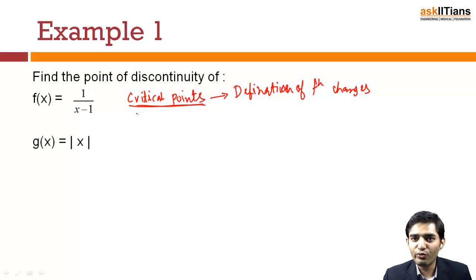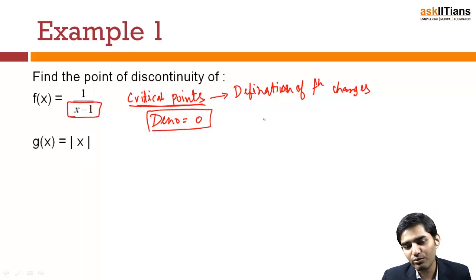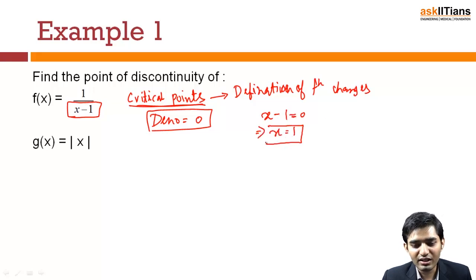Generally, how to find out critical points? By putting the denominator equal to 0, right? Wherever the denominator becomes equal to 0, there we will find the critical points, and there the definition of the function will change. So if I put this denominator equal to 0, I will get x minus 1 equal to 0, so x equal to 1. My critical point is x equal to 1.